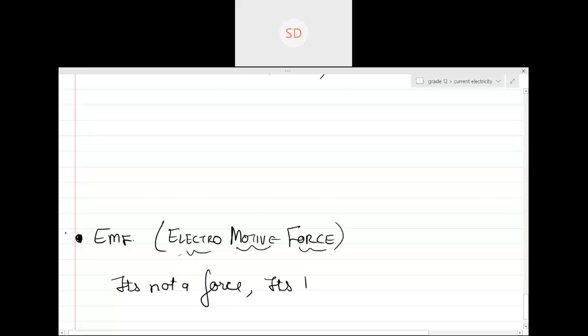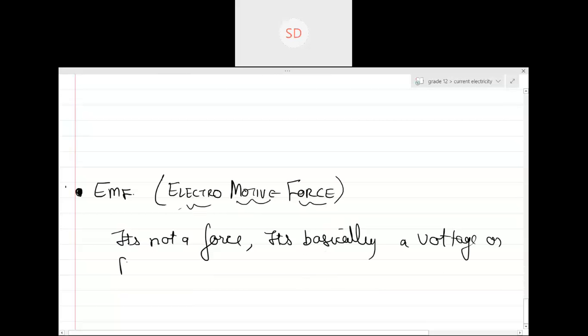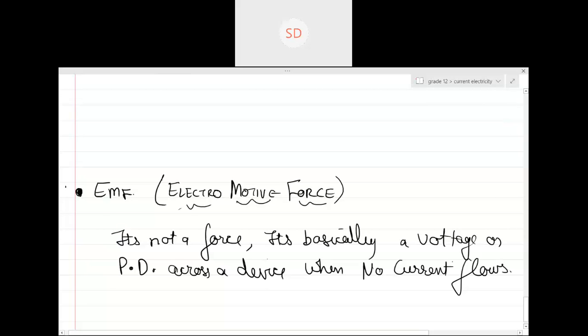It's basically a voltage or potential difference across a device when no current flows through it. We'll come back to this definition a little bit later.